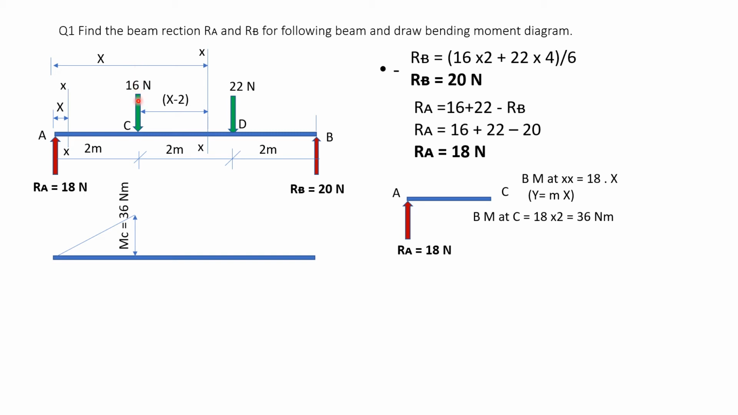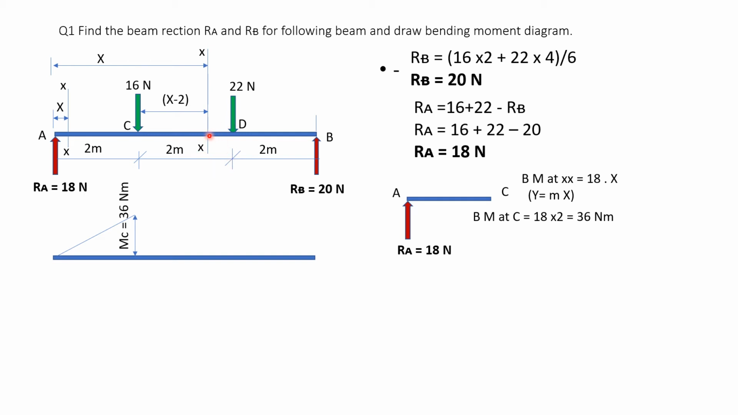If I do the calculations for this 16 Newton and this section XX, the distance from the 16 Newton to the section line XX will be x minus 2, because the distance AC is 2. From A to this section line is x. When I subtract these two, I get this distance. So x minus 2 is the distance of the 16 Newton from the section XX, and x is the distance of the 18 Newton force from the section line XX.